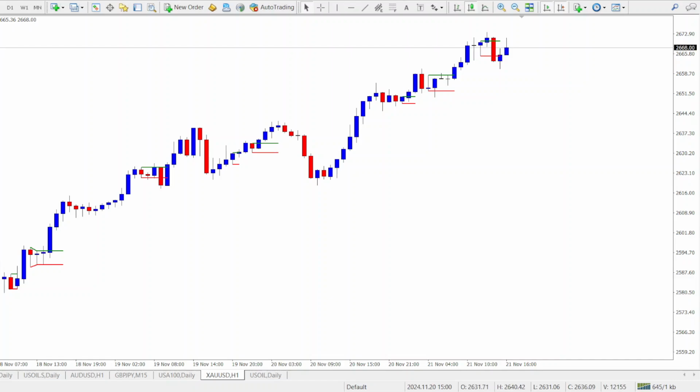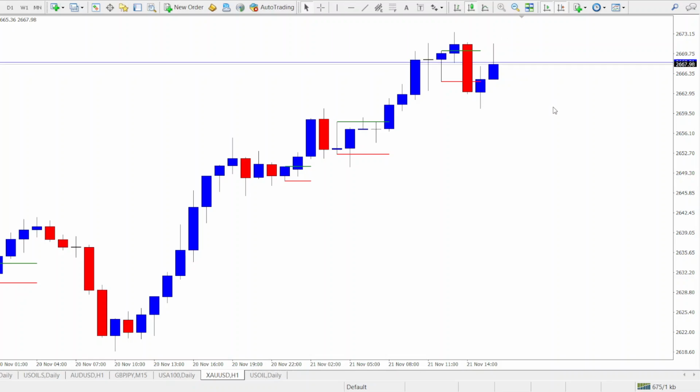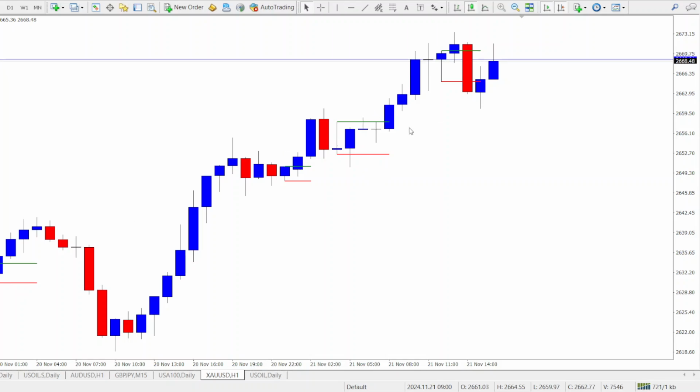Now, inside bar is a popular strategy. It revolves around identifying and trading the inside bar candlestick pattern, and these are the patterns that are automatically identified by this indicator. This pattern occurs when a candlestick's high and low are entirely within the range of the preceding candlestick. So we can see that this is what we call an inside bar.